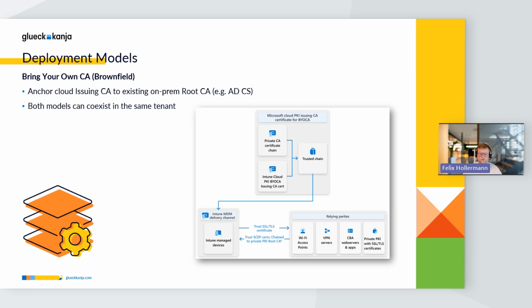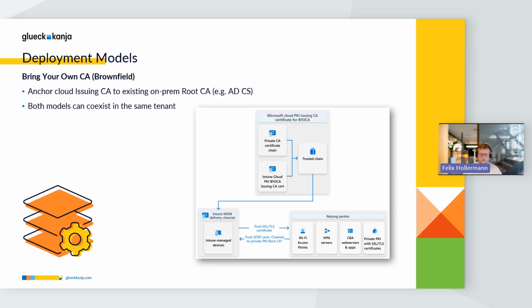At the top, you see the Microsoft Cloud PKI issuing CA certificate for Bring Your Own CA. This is a new Cloud CA that gets created in Intune. The important thing here is that it's signed by your existing private CA, so it fits into your existing trust structure. On the left, you have two things. The private CA certificate chain, that's your existing on-premises CA. And below, that's the new Intune Cloud PKI with Bring Your Own CA issuing CA certificate. Both of these go into the trusted chain in the middle.